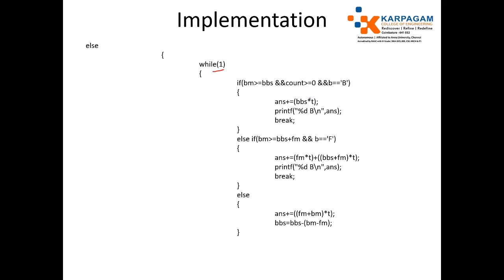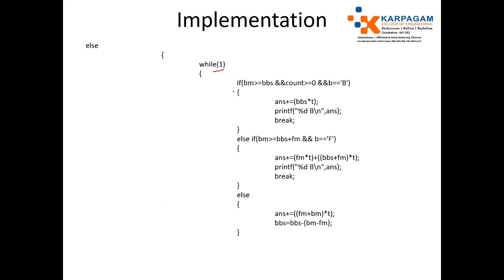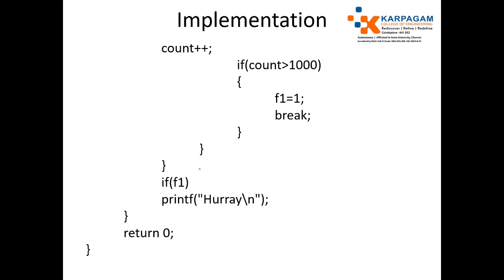If both of the conditions are false, just add FM with BM and multiply with T and store to the answer and just print it. Okay. This is similar to the previous example. If flag equal to 1, it means the person will not slip over. After a certain threshold, if these conditions are not true, the person will not slip down. So if he does not slip down, just print the array.